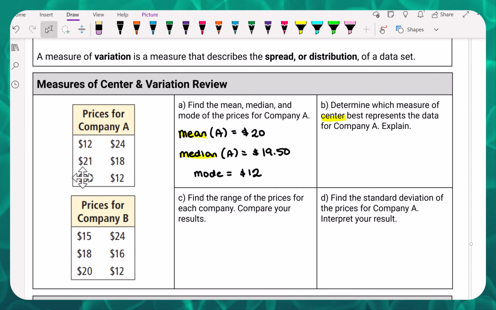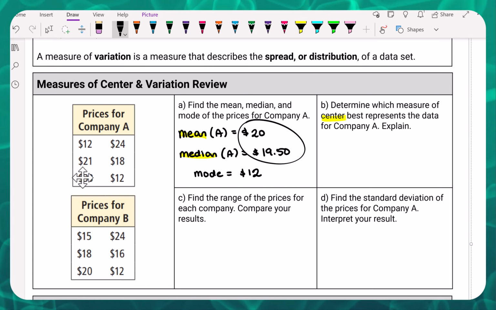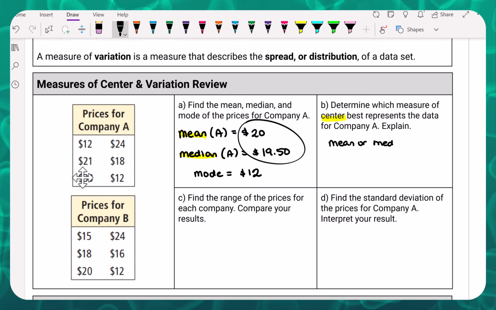So part B says, determine which measure of center best represents the data. Well, in this case, it's going to be either the mean or the median. They're already pretty close to each other anyway, so it doesn't matter. Typically, you're going to use the mean as long as your data is normally distributed, which is something we haven't talked about yet. So we will talk about that later on in section 7.3.